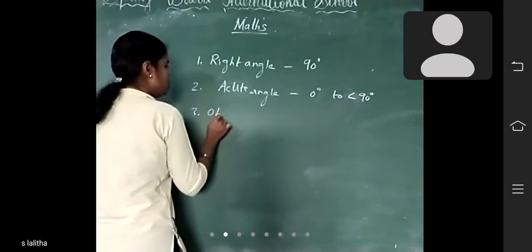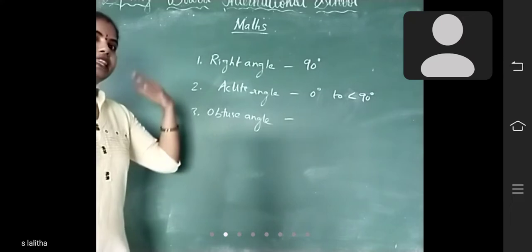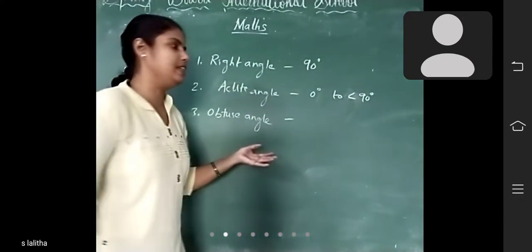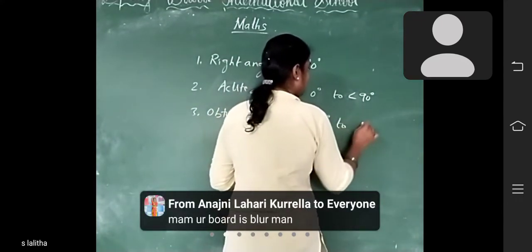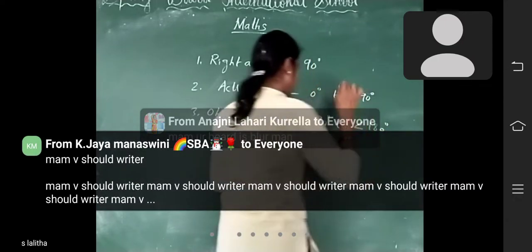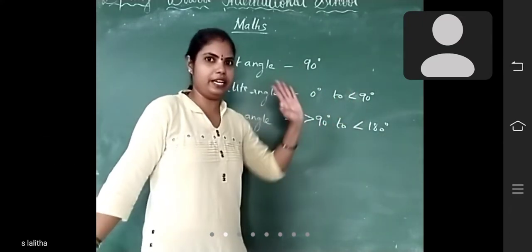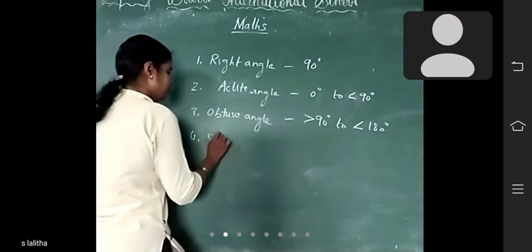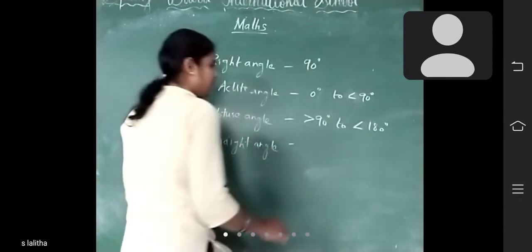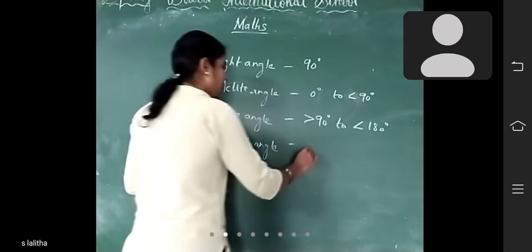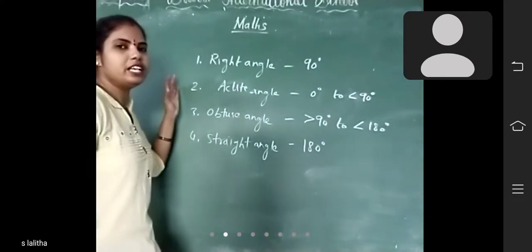And the next one, obtuse angle. An obtuse angle is greater than a right angle. That means it is greater than 90 degrees to less than 180 degrees. And the next one is straight angle. A straight angle looks like a straight line. How many degrees is it? 180 degrees.